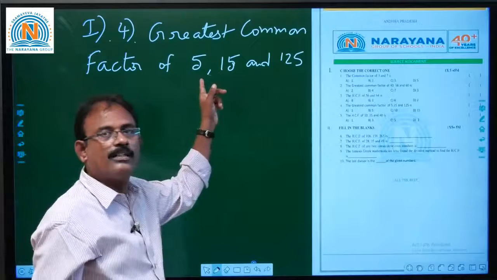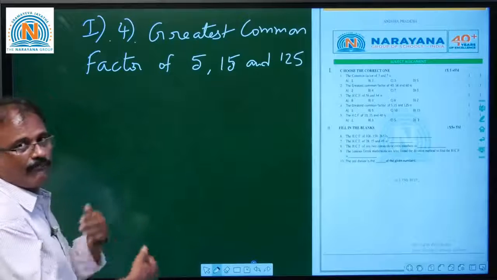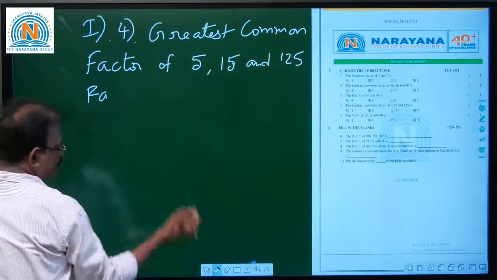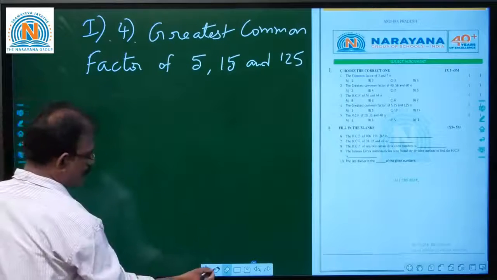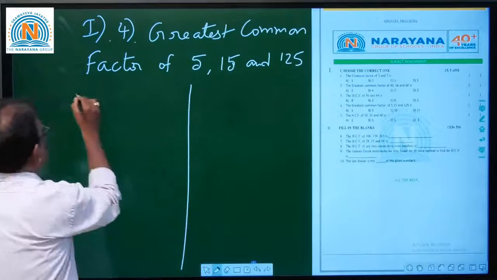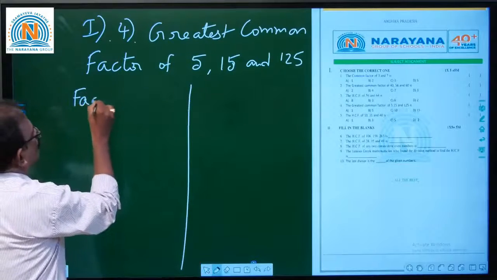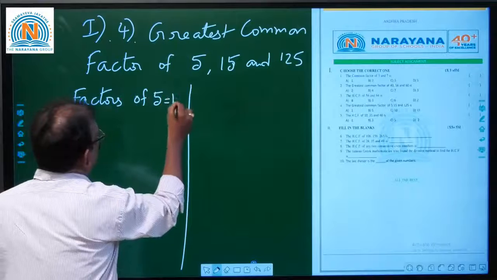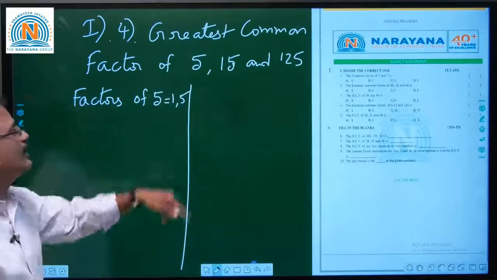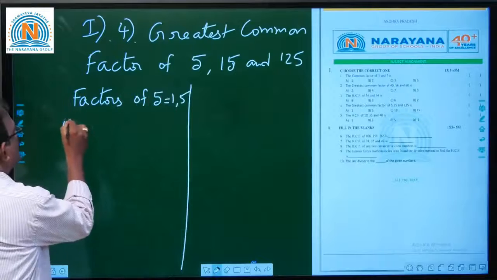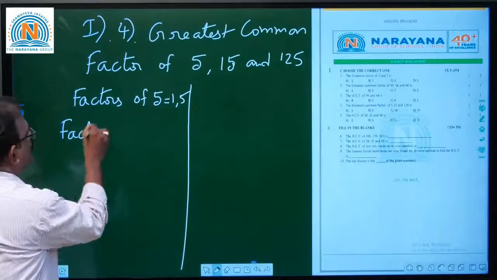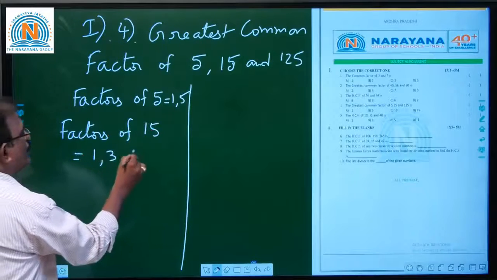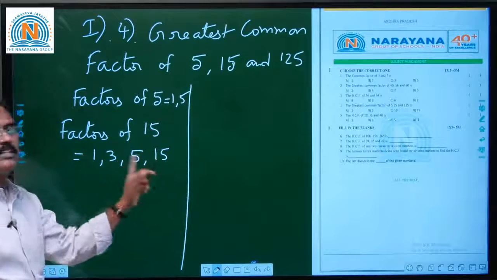So let us try to write again, factorization method. Factors of 5 are 1 and 5. Then what are the factors of 15? Factors of 15 are 1, 3, 5, 15. 1 15s, 3 5s.